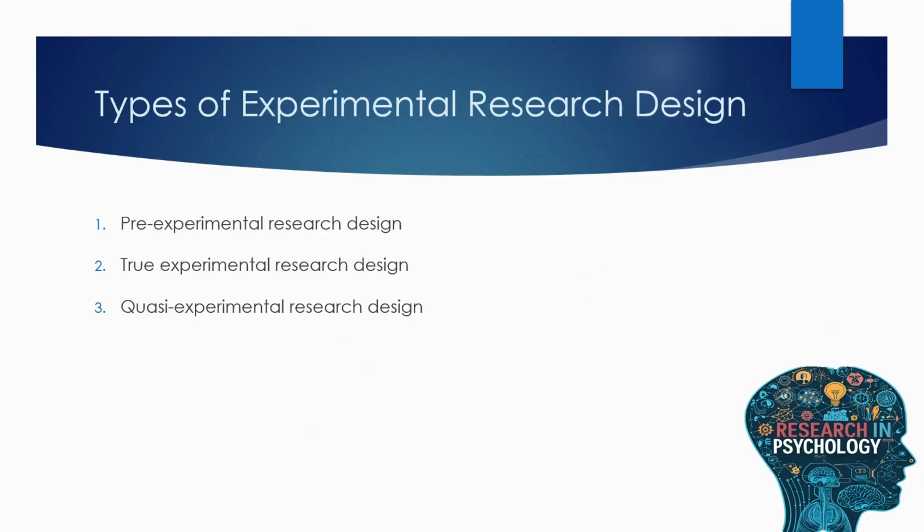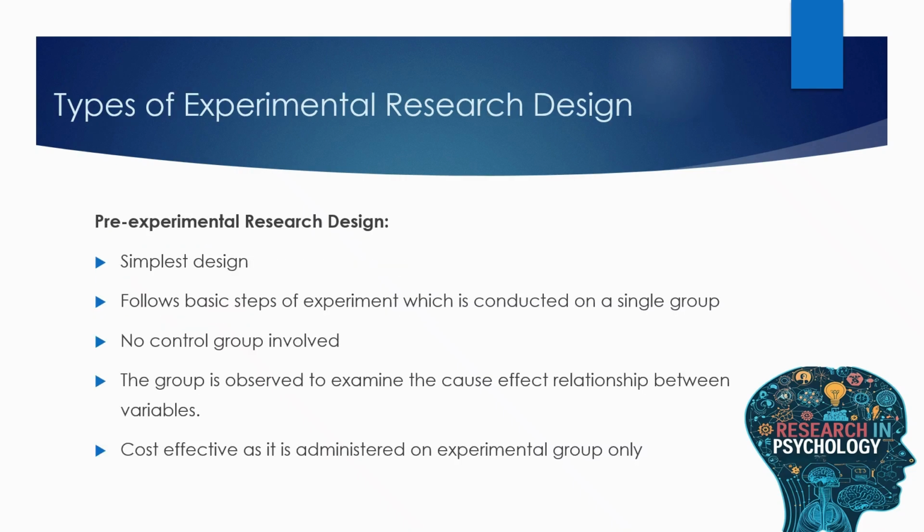We have three types of experimental research design. The first is pre-experimental research design. Then we have true experimental research design. And finally, we have quasi-experimental research design. Let's see what a pre-experimental research design is. So this is the simplest design. Okay. Now it follows the basic steps of an experiment, which is conducted on a single group.